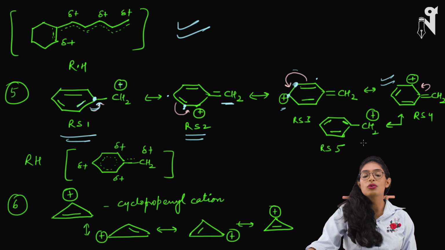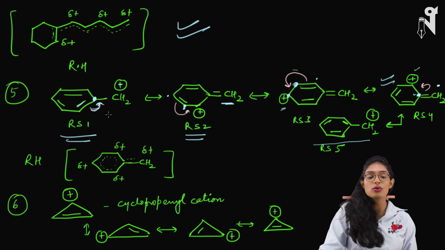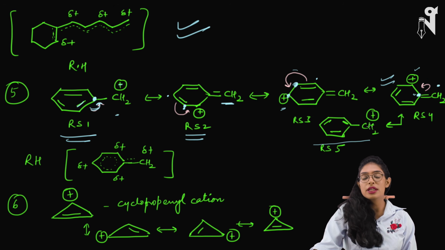Then again the movement of electrons will happen in such a way that this pi bond will break. This carbon will get a negative charge. This positive carbon and this negative carbon will form a pi bond, and this carbon will gain a positive charge. This is what exactly we'll get. So we have reached almost the same state where the CH2 had a positive charge, but look at the positions of the double bonds. The position of double bonds has changed.